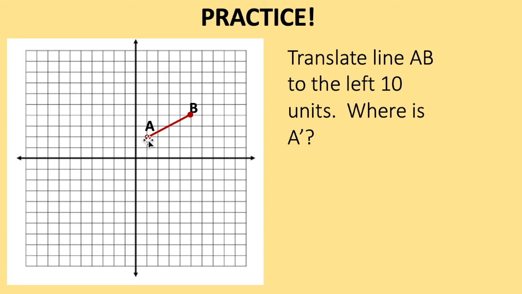And then the A point does not move along the y-axis because it's only being translated to the left and not up or down. So the new coordinates of A will be negative 9, 2.